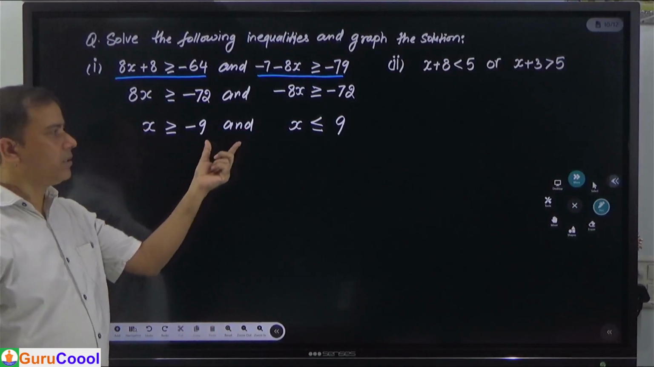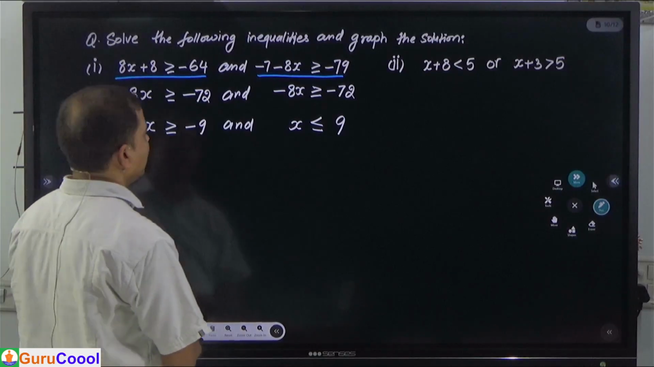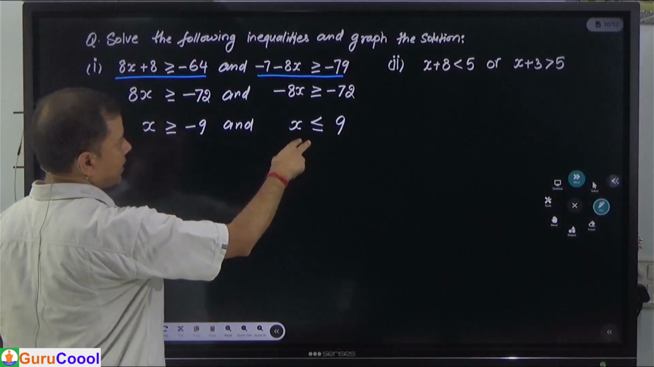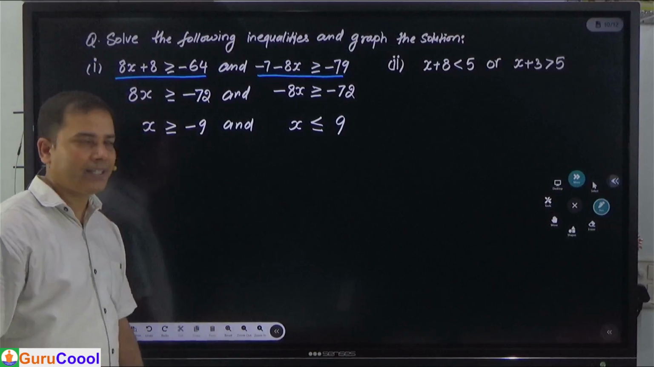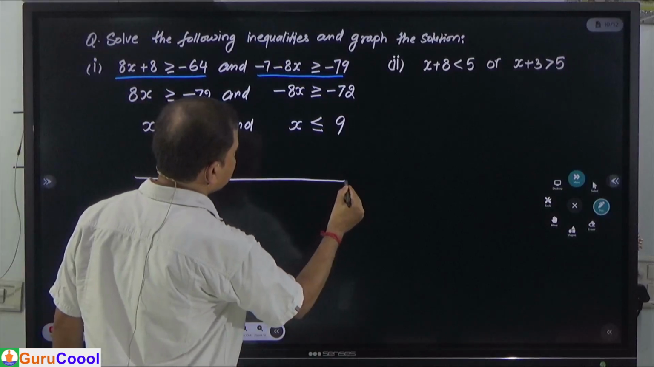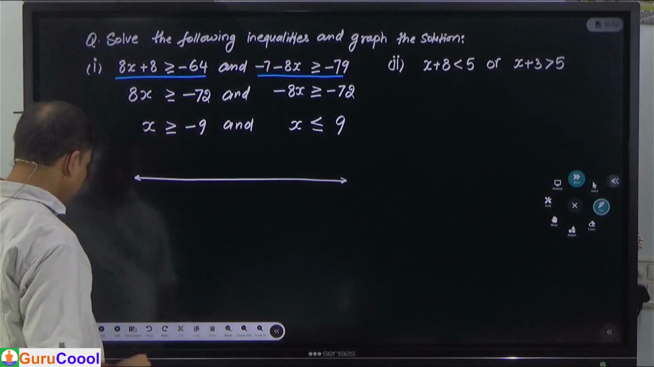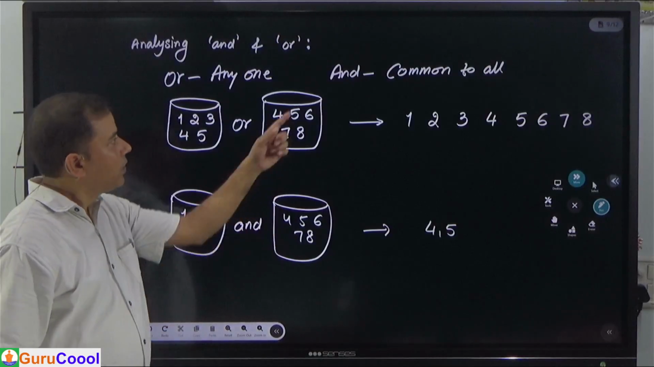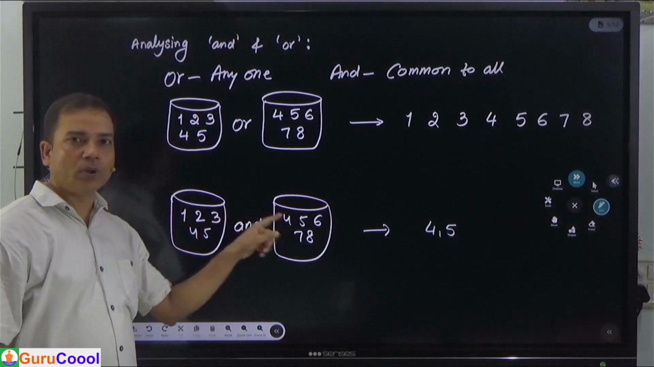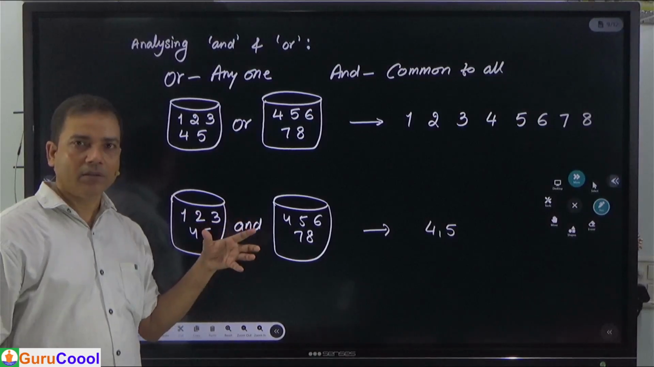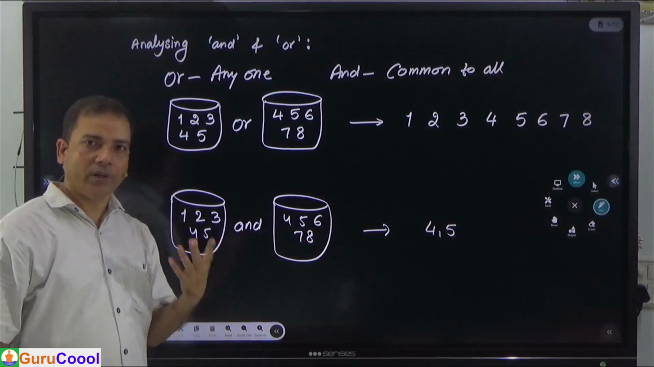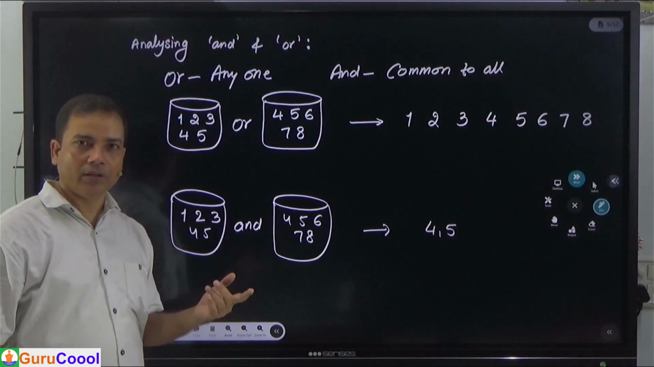The word and is there. What is the meaning? It says x is greater than or equal to minus 9, and it says x is lesser than or equal to 9. So what we need to do is find a common region. Just like the previous box, I said and means common to both. If you draw a card which is common to both boxes, then you will win. So if you draw 4, you will win. If you draw 5, you will win. That's common to both.